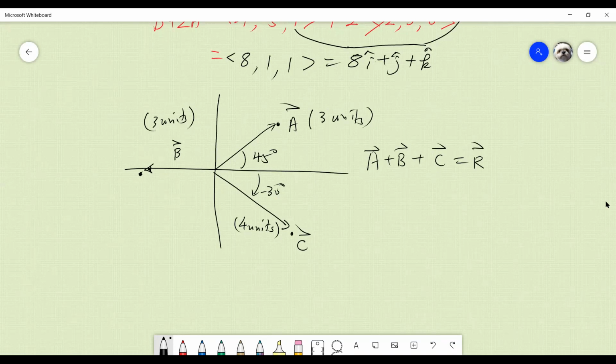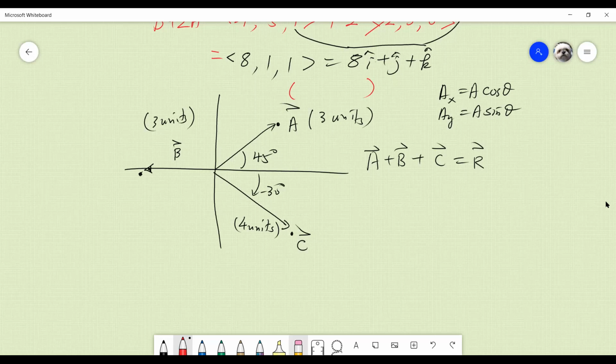Now, what is the coordinate for A? If I use the IJK notation, the coordinate of A will be what? It will be 3 times cosine 45, right?